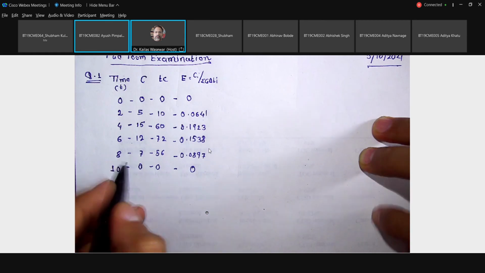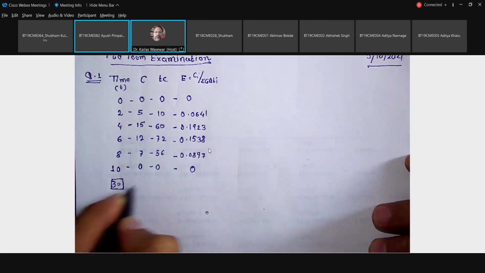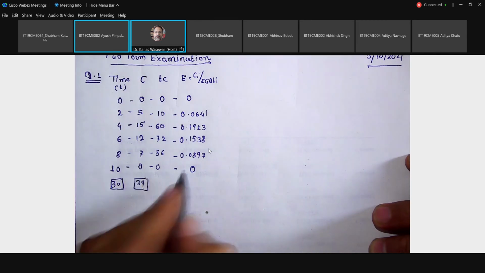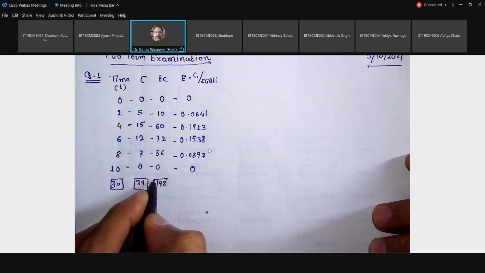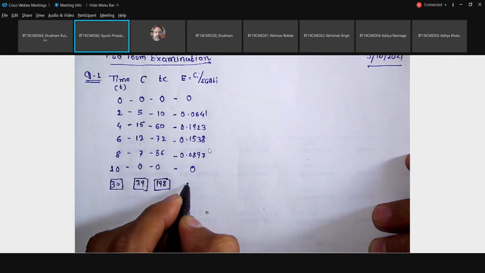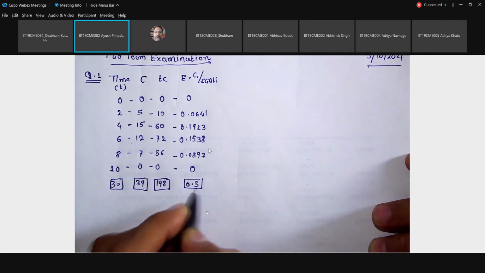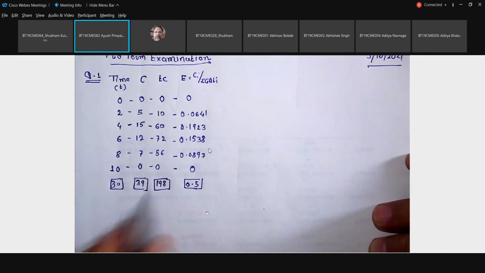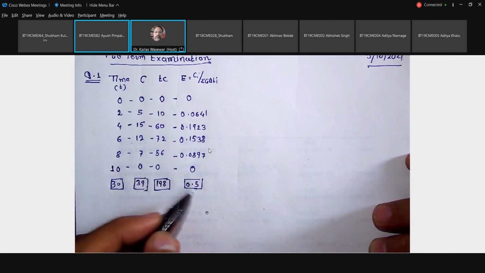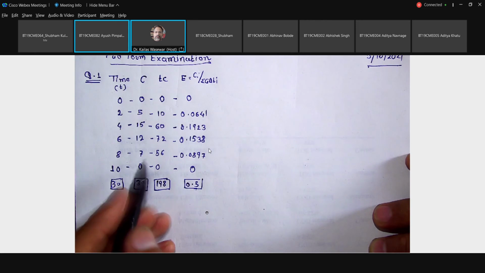Summation is also required in some cases, so it is 39 exactly. This is also the exact value 198. Summation of Ei is coming to be 1, because delta T is 2. So it is very easy to know that the summation of E should be 1, because 2 into 0.5 will be 1.